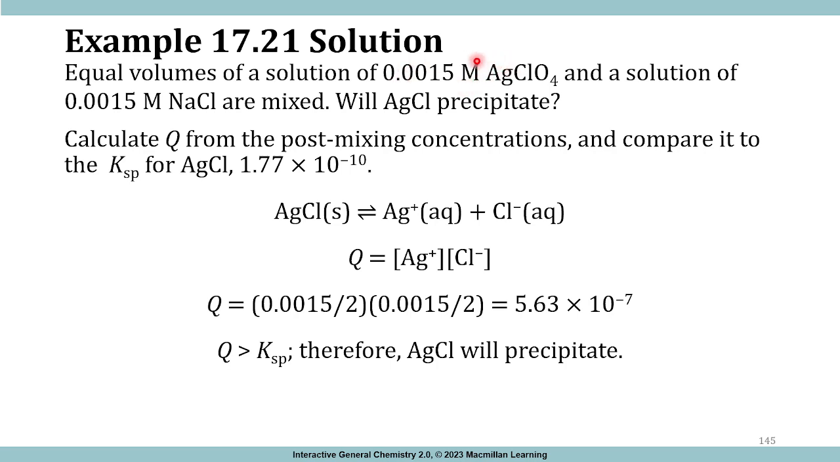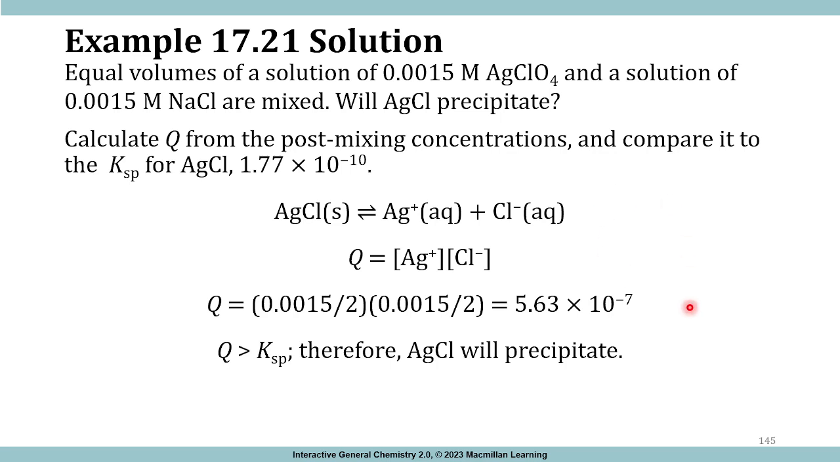I selected this one for my Ag because that's Ag, a 1 to 1 ratio. I selected this one for my chloride because that right there is the chloride, and again, 1 to 1 ratio. I multiply those two numbers together and I get 5.63 times 10 to the negative 7. That's my Q value. I don't know if that is at equilibrium or not yet.